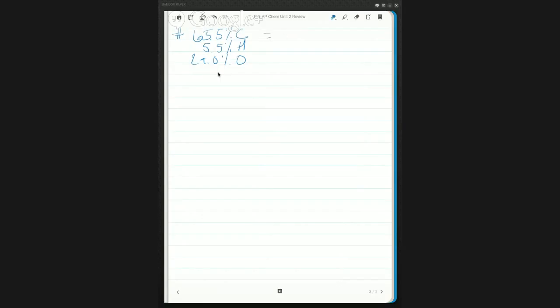So remember, if this is 100%, then it's 100 grams. So we have 65.5 grams of carbon, 5.5 grams of hydrogen, and 29.0 grams of oxygen. It's all about the moles. Let's solve for moles. 65.5 grams of carbon. Make a bridge. We have 12.01 grams of carbon on the bottom and 1 mole of carbon on top. When we solve for that, 65.5 divided by 12.01, I get 5.45 moles of carbon.